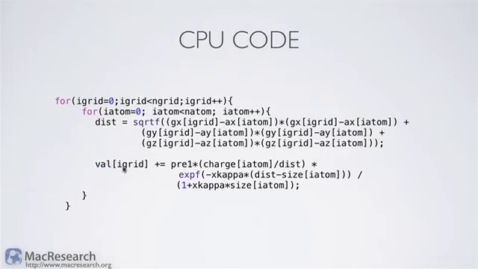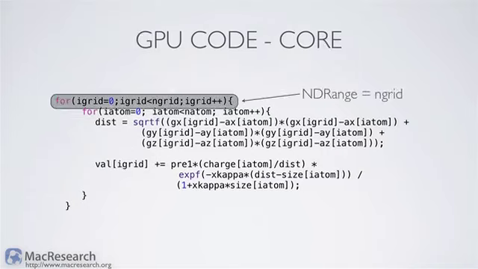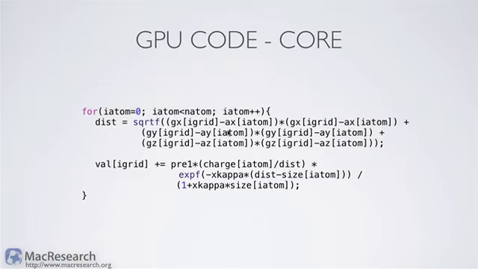And so how do we take something like this from the CPU and move it over to the GPU? Well, conceptually, this is very straightforward. The core portion of our code is effectively the same, and our grid iteration effectively becomes our ND range, and our ND range is equal to the number of grid points. So if we had 256 grid points, our ND range would be 256. It's that simple.